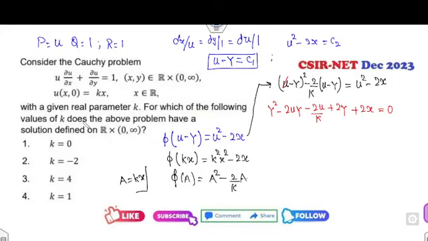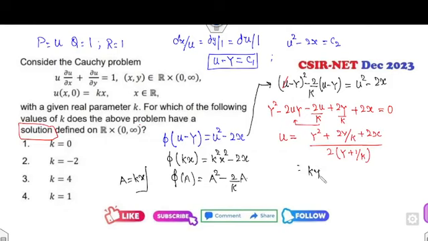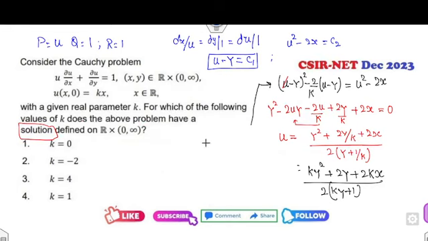Then, which of the following problems have a solution? So I can find the value of u firstly. These are the two coefficients of u. Then it will be y square plus 2y over k plus 2x divided by, u will be common, 2 will be common, it's y plus 1 over k. Or I can take the LCM, it's k y square plus 2y plus 2kx divided by 2 times ky plus 1.